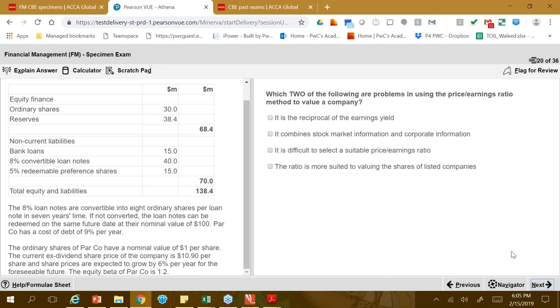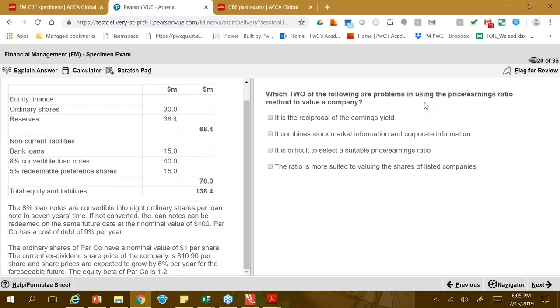Then the 20. Which two of the following are problems in using the PE ratio method to value a company? So there are two problems here. Which two of the problems are there? I want you to read this. It is the reciprocal of the earnings yield. Well, is it a problem really? Well, no, it's not a problem.